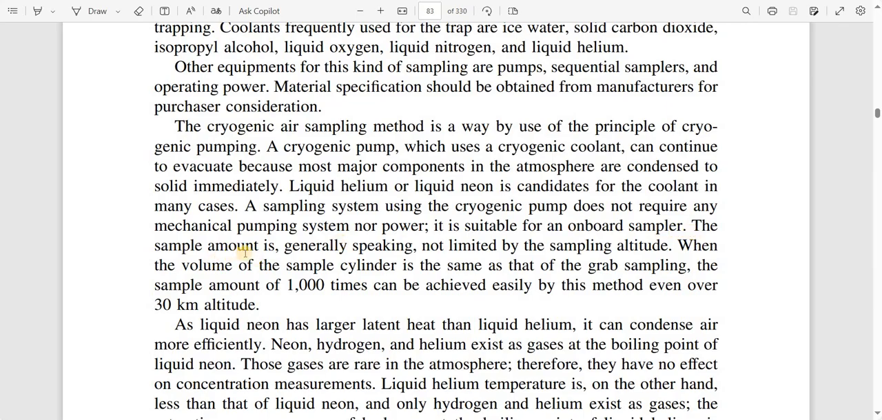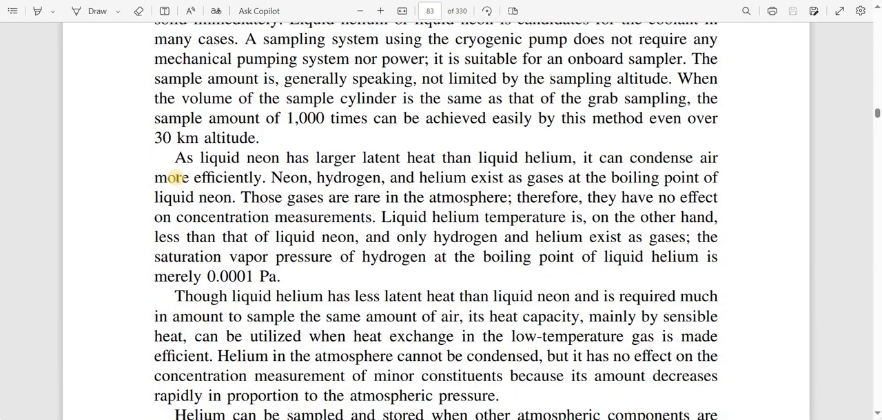The sample amount is, generally speaking, not limited by the sampling altitude. When the volume of the sample cylinder is the same as that of grab sampling, a sample amount of 1000 times can be achieved easily by this method, even at 30 km altitude. As liquid neon has larger latent heat than liquid helium, it can condense air more efficiently.